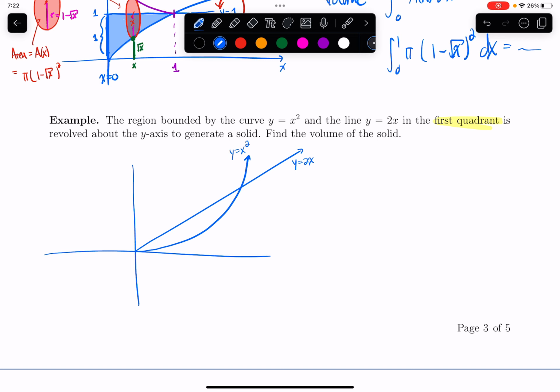And I want to revolve this around the y-axis. So this is revolving around the y-axis. So the region in question, I'll highlight in blue for example, is this small wedge. And I would like to revolve that around the y-axis. And interestingly, something different will happen.